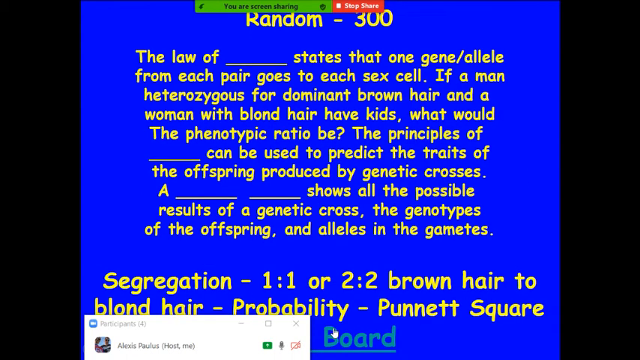The law of segregation says that each gamete gets only one copy of the gene. The phenotypic ratio is going to be 1-to-1 or 2-to-2, brown hair to blonde hair. Of course, if you ever have a 2-to-2, a 3-to-3, a 4-to-4, it should be reduced to a 1-to-1. Principles of probability can be used to predict offspring produced by genetic crosses, and a Punnett square shows all possible results of a genetic cross, the genotypes of the offspring, and the alleles, or the letters, that come in the gametes.